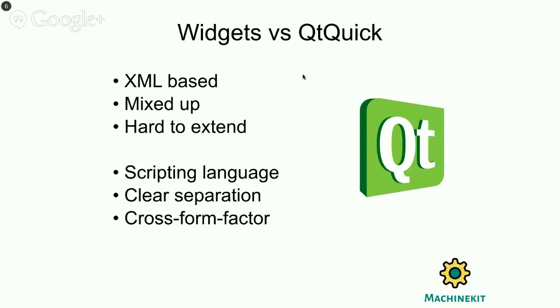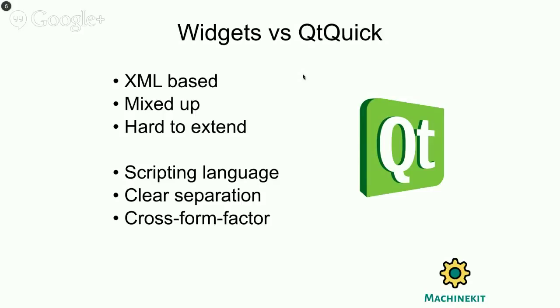In QtQuick, however, any QML file can be reused in other QML files, and so you can create new controls based on other controls. So it is easy to extend the already available components. Also, QtQuick is designed for cross form factor development. So you can create a user interface for a smartphone, a tablet, or a desktop computer without needing to change the actual UI. You can design it in a way that it is scalable on all devices.